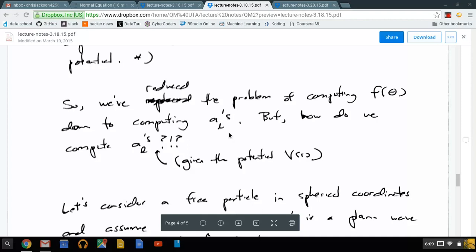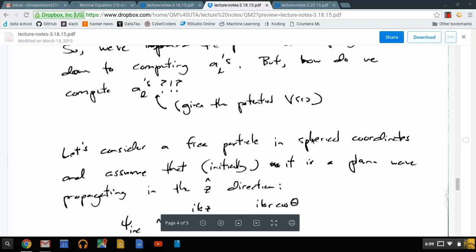But how do we compute these coefficients given some particular potential? The way we do that is just through some algebraic manipulations, really, with the expressions that we already have.